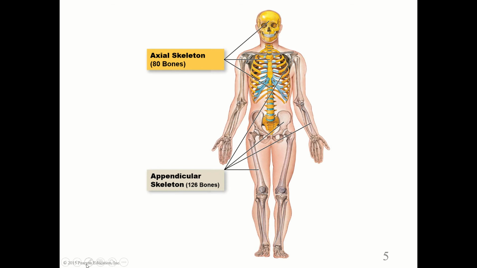This illustration shows the axial and the appendicular skeleton. The axial skeleton runs down the long axis of the body, forming the head, neck, and trunk. The appendicular skeleton forms the upper and lower limbs.